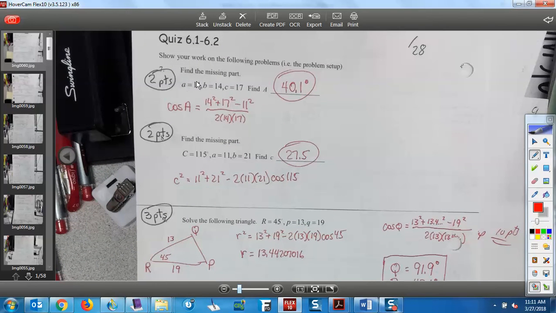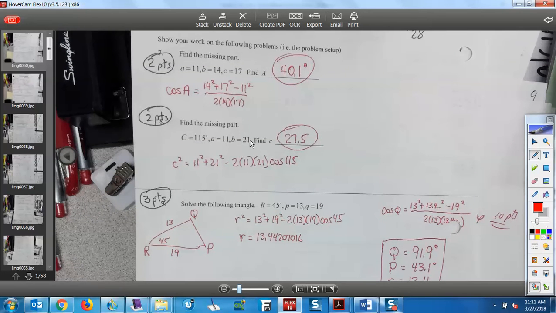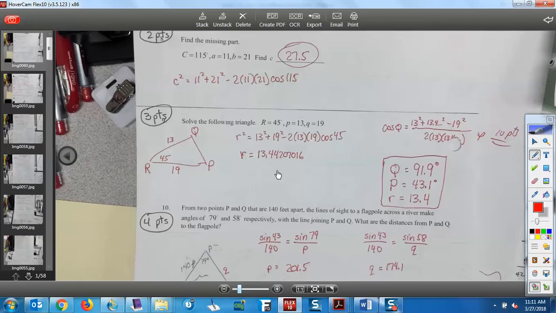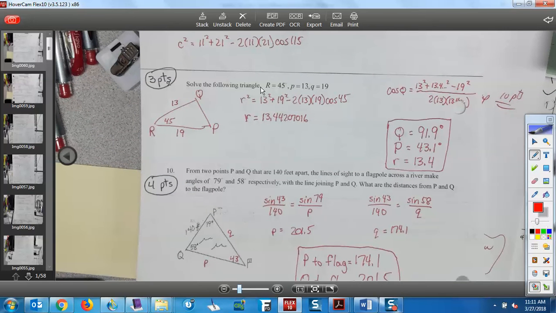On this side, find the missing part. I just did that to speed things up a little bit so we had time to finish it. So this is all three sides known, so you use the little half sheet you got to use. And again, you can use that again tomorrow on the quiz. Just comes out to 40.1. Here you find the missing part. This is a side angle side situation, so using that version of the law of cosines gives you that. So those were 2 points each. And then 3 points for this triangle. This is a side angle side, so law of cosines to find this missing one over here, 13.4.